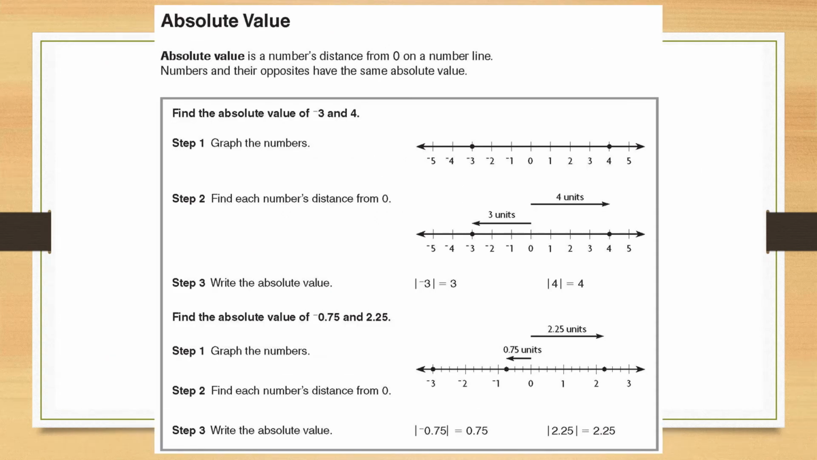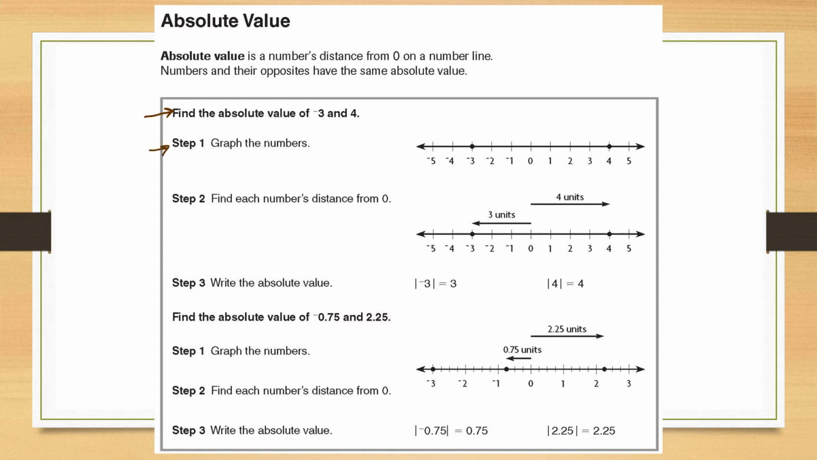Absolute value. Absolute value is a number's distance from zero on a number line. Numbers and their opposites have the same absolute value. Find the absolute value of -3 and 4.